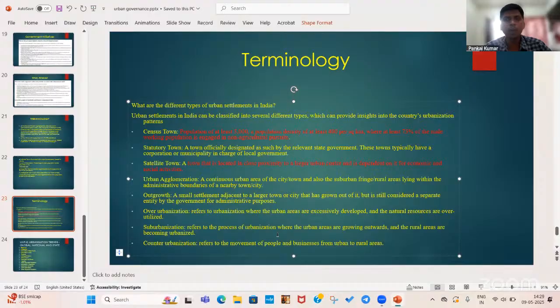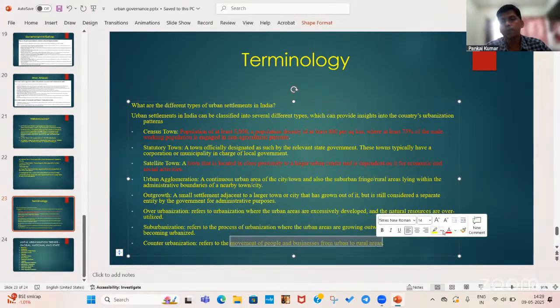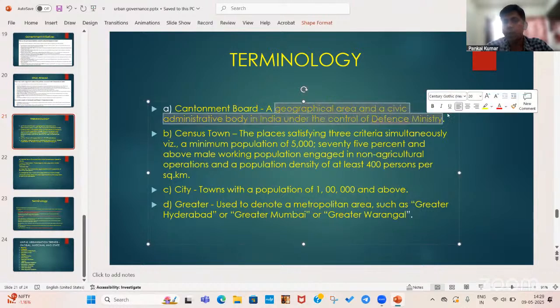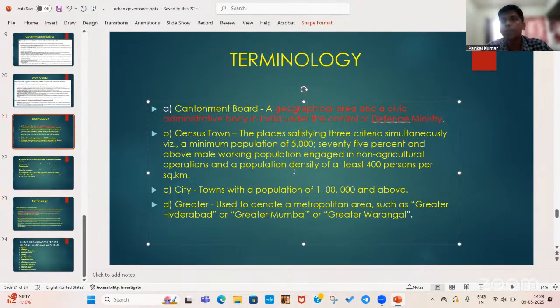This is self-explanatory. Then suburbanization, it refers to the process of urbanization where the urban areas are growing outwards and the rural areas are becoming urbanized. This is called suburbanization. Then counter-urbanization refers to movement of people and businesses from urban to rural areas, right? So there are some important terms. Apart from that, there is cantonment board, a geographical area and a civic administrative body in India. It is under the control of the Defense Ministry. You should remember that cantonment board is under the control of the Defense Ministry.